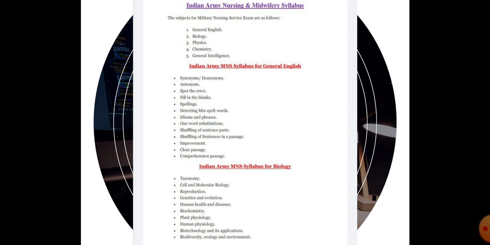Next, the topics for biology are, firstly taxonomy, second cell and molecular biology, reproduction, genetics and evolution, human health and diseases, biochemistry, plant physiology, human physiology, biotechnology and its applications, biodiversity, ecology and environment. This year we have seen that mostly the questions came from the botany part. Okay, that means the plant part is very important in biology for the MNS exam.